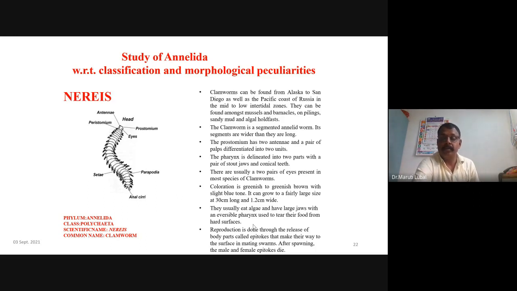It can grow to a fairly large size, about 30 centimeters long and 1.2 centimeters wide. They usually eat algae and have large jaws with an eversible pharynx used to tear their food from hard surfaces. Reproduction is done through the release of body parts called epitokes that make their way to the surface in mating swarms. After spawning, the male and female epitokes die.